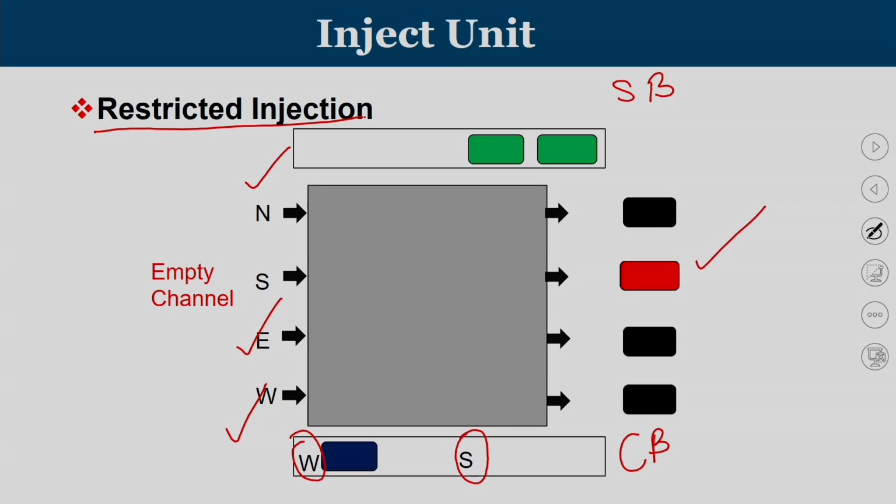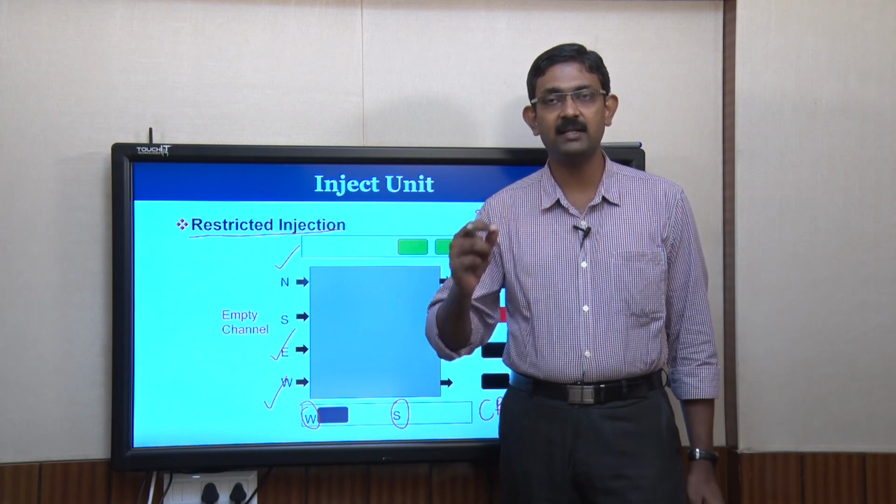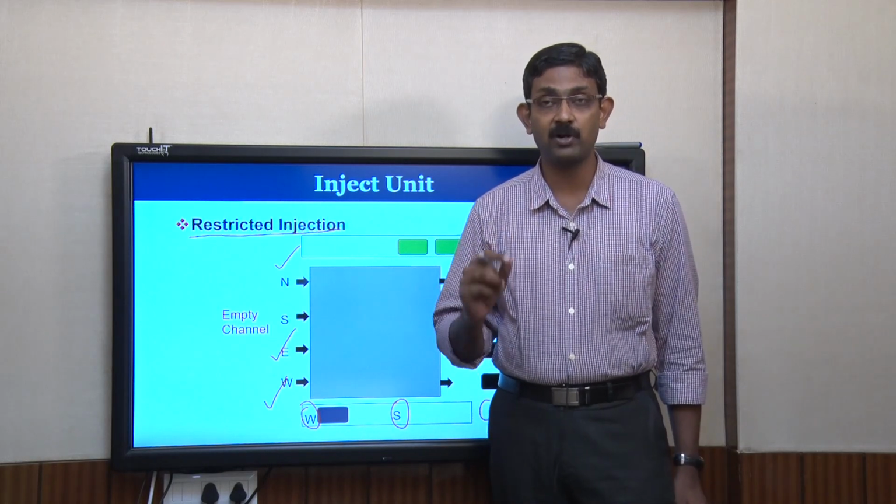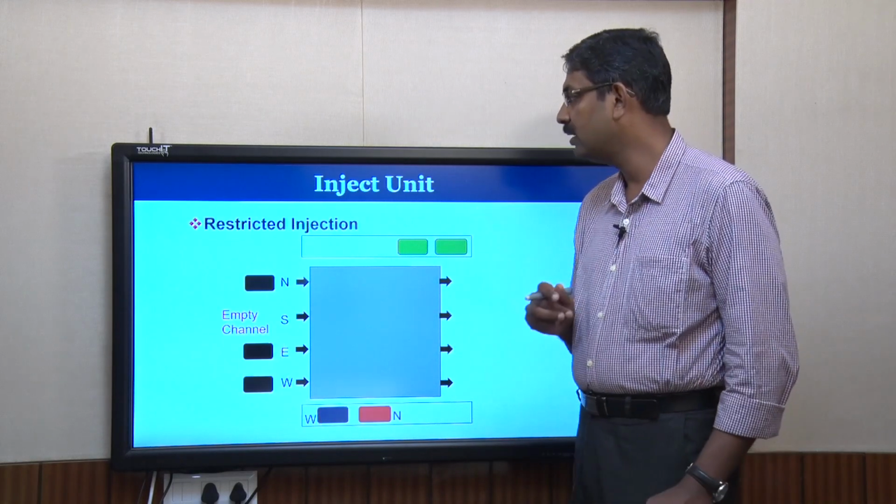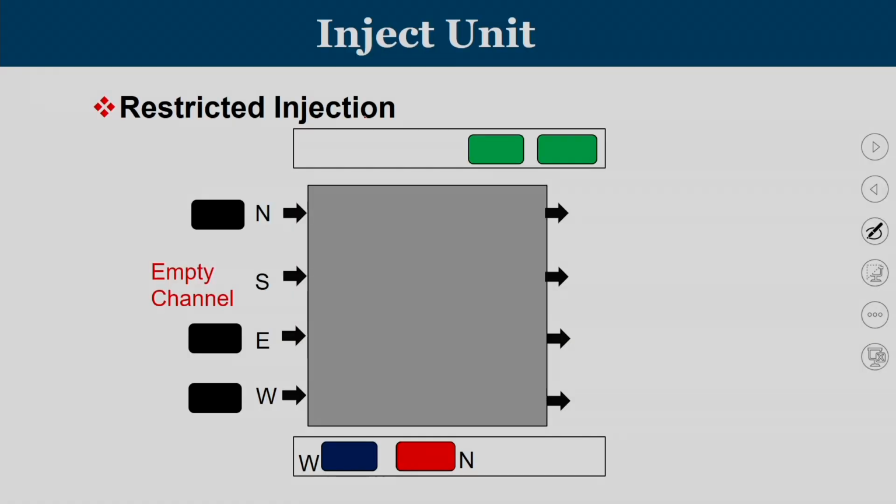In this case, we have seen that the red flit is looking for the south output port, and exactly the south output port is empty. So the flit will be injected into the router only if the productive port is idle. Now consider another scenario. We have two flits, one waiting for west and the other waiting for north, in the core buffer, but only the south channel is empty.